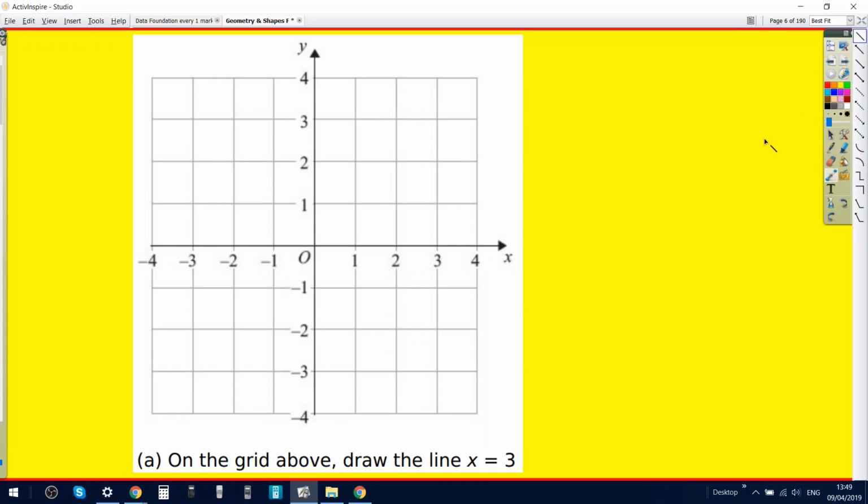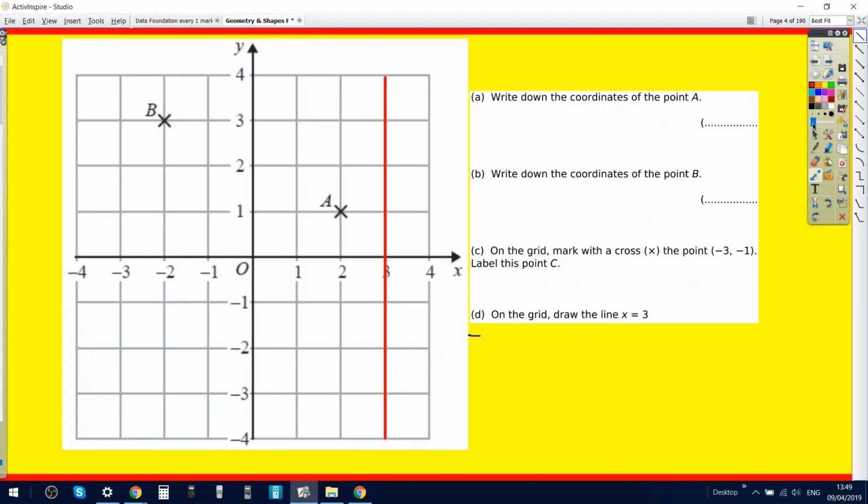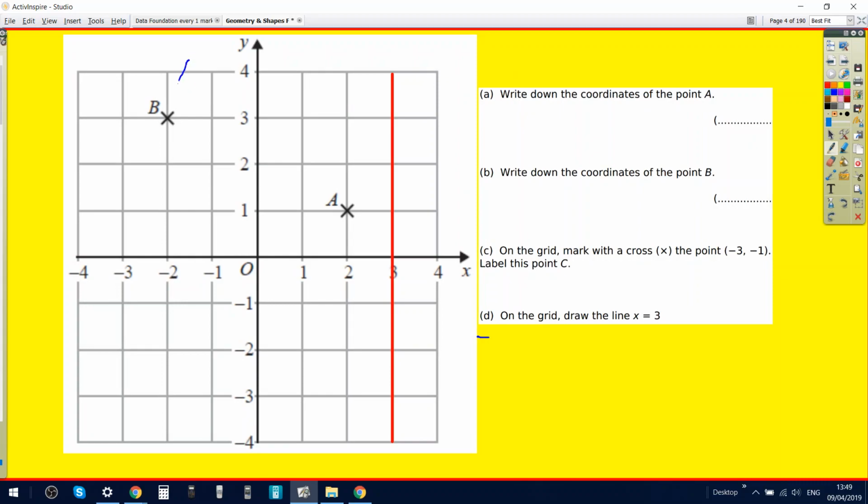Okay, how do we do this? x equals 3, so where it's plus 3, just draw a line straight down. Yes, up and down. It's a vertical line. Coordinates of the point B. Point B, so B is minus 2, 3. Great.